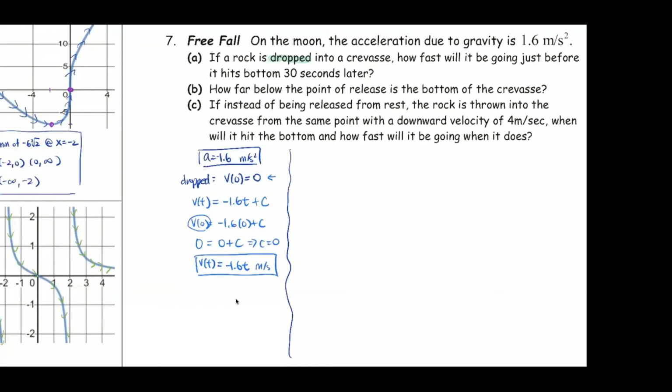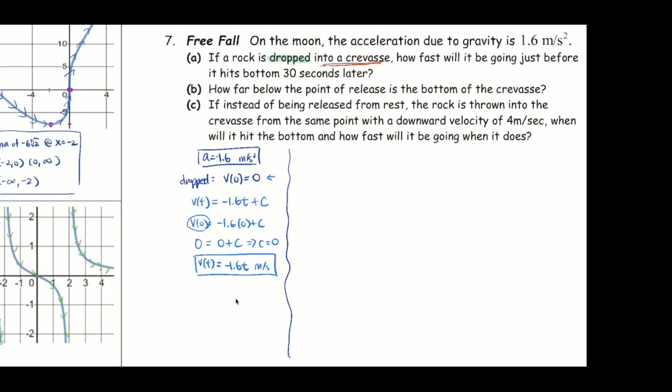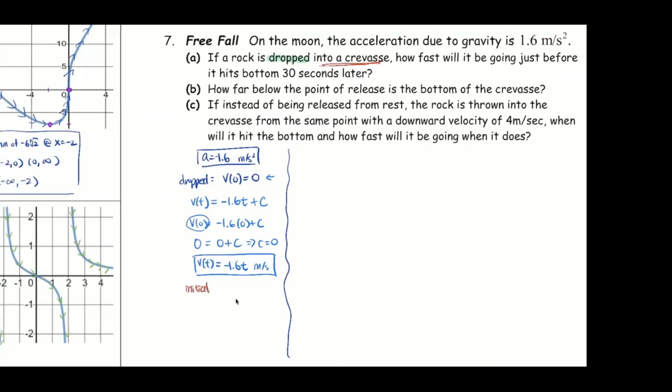Now, continuing, you're dropped into a crevice, meaning that you're dropping it into something that's going below the level you are at, which then means that initially, where are you starting for your position? Your initial position is also 0, right? So again, this key word here, dropped into a crevice, tells me that the initial position is 0, zero. So s of 0 equals 0.